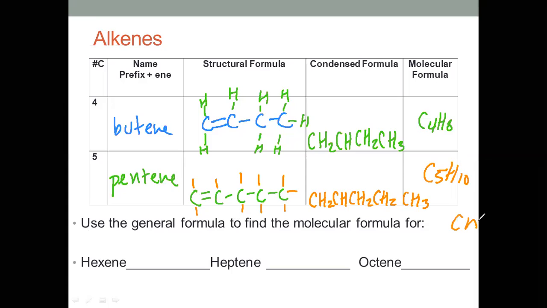All right, and then the next one says, use the general formula to find the molecular formula for. So this one, you're gonna just plug into this. So take 2 seconds and enter that in. So hex is 6, C6, H, so 2n, 12. Hept, 7, double it. Oct, 8, double it. Okay. All right, flip to page 4.